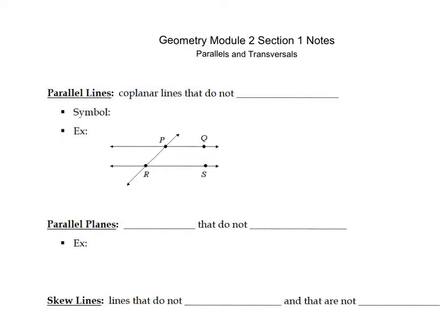So in Module 2, we're going to start talking about parallel and perpendicular lines, but in Section 1, we're going to just start with talking about parallels and transversals. When we start with the definition of parallel lines, they are coplanar lines that do not intersect. And the symbol we use for parallel lines is just two vertical lines right next to each other.